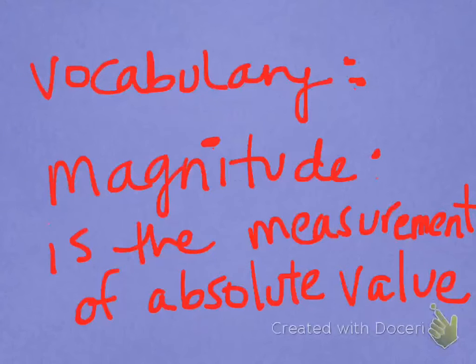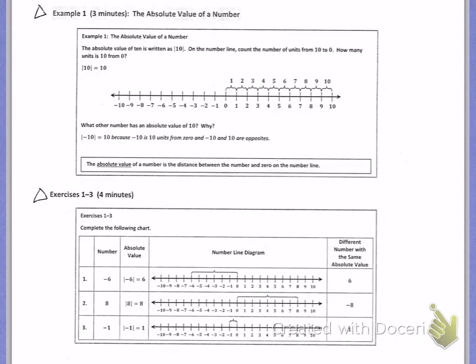The other key vocabulary word that you're going to want to know is magnitude, because you will see that on the real world problems that you're going to be working on. Pretty much it just means the measurement of the absolute value. So how many spaces from zero? We'll start with this section here, and I'm going to show you some examples of absolute value.